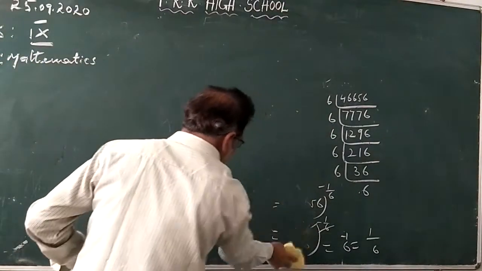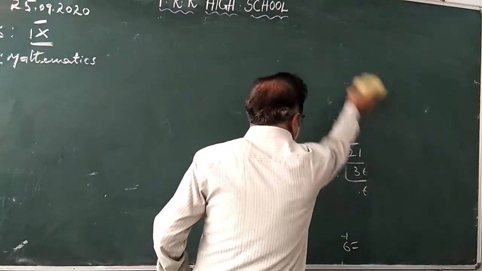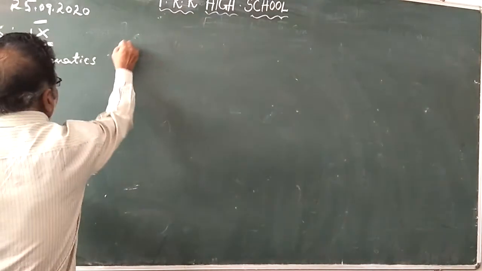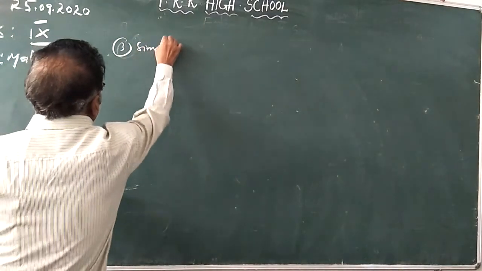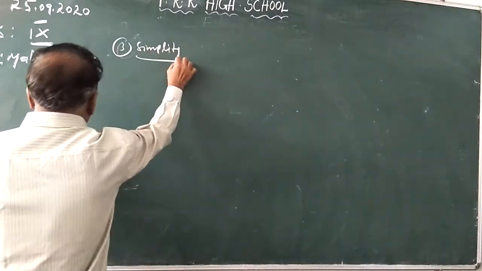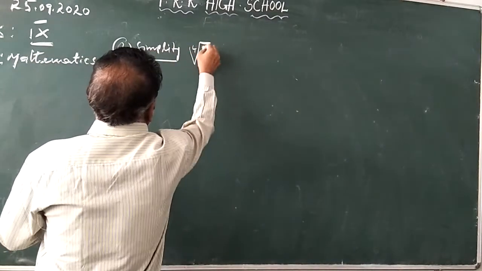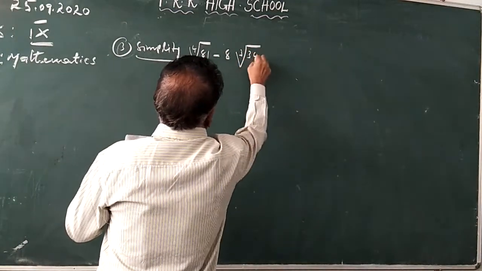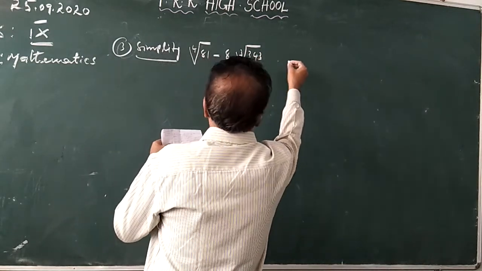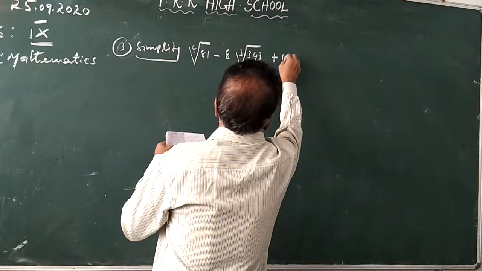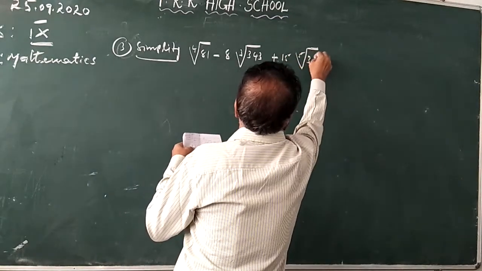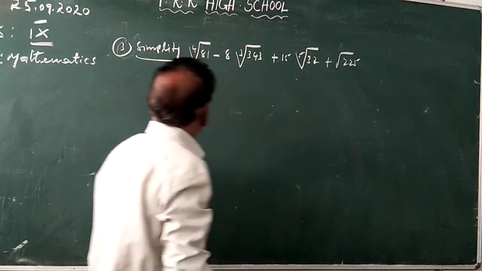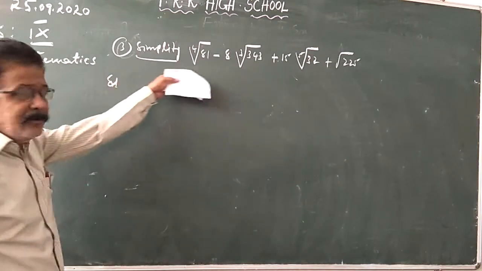Simplify. This is the most important model. Simplify: 4th root of 81 minus 8 cube root of 343 plus 15 fifth root of 32 plus square root of 225. So all of this is given in radical form, and you change it into exponential notation.